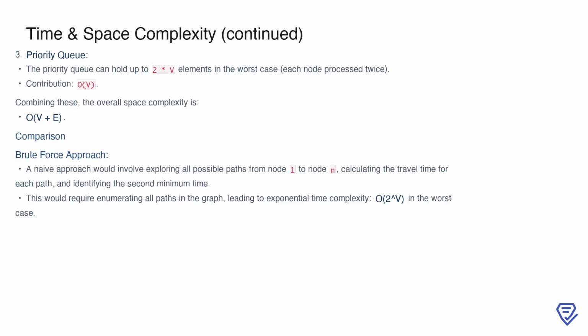To put this in perspective, let's compare it to a brute force approach. In a naive solution, we would enumerate all possible paths from the starting node to the destination node, calculating the travel time for each path to identify the second minimum time. This approach would require exploring all paths in the graph, leading to an exponential time complexity of O(2^v) in the worst case, which becomes computationally infeasible for larger graphs.